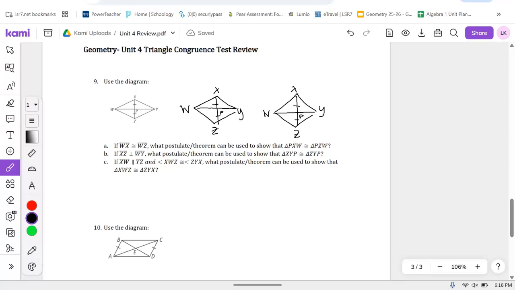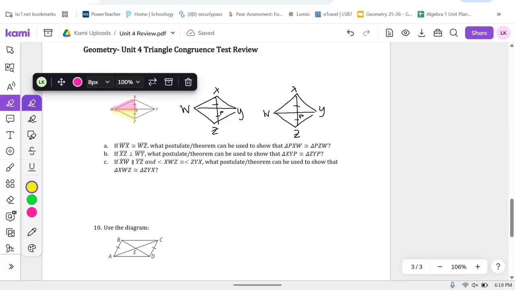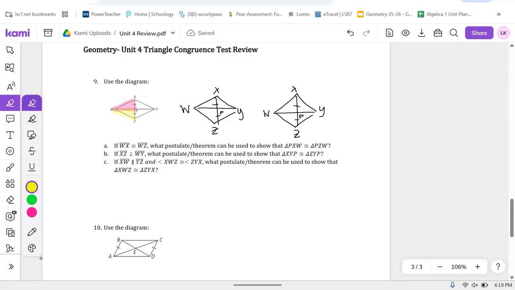Okay, so the first thing says if WX is congruent to WZ, what postulate or theorem can be used to show that triangle PXW and triangle PZW are congruent? So the first thing I'm going to do is label PXW, so this triangle, and then PZW is that bottom triangle.